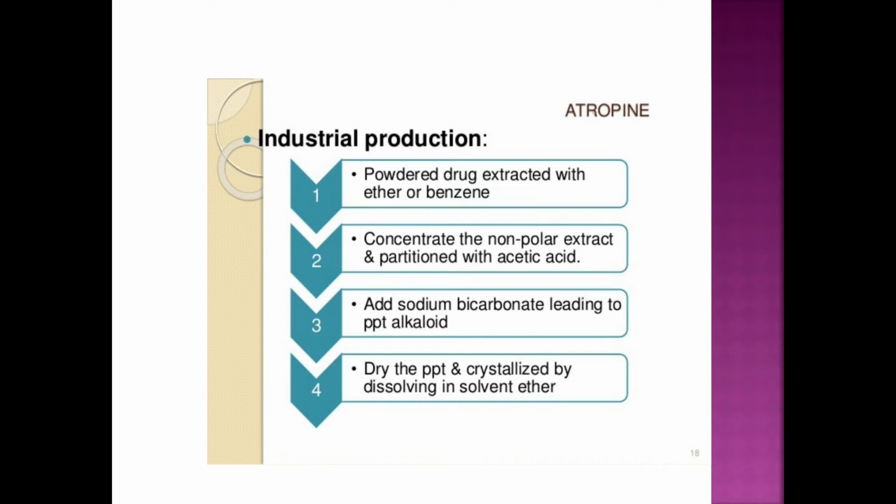In industrial production, the first step is that the drug should be in powdered form. The powdered drug should be extracted with ether or benzene. In the second step we concentrate the non-polar extract and partition with acetic acid. In the third step we add sodium bicarbonate, which precipitates the alkaloids. In the last step we dry the precipitate and crystallize by dissolving in solvent ether.